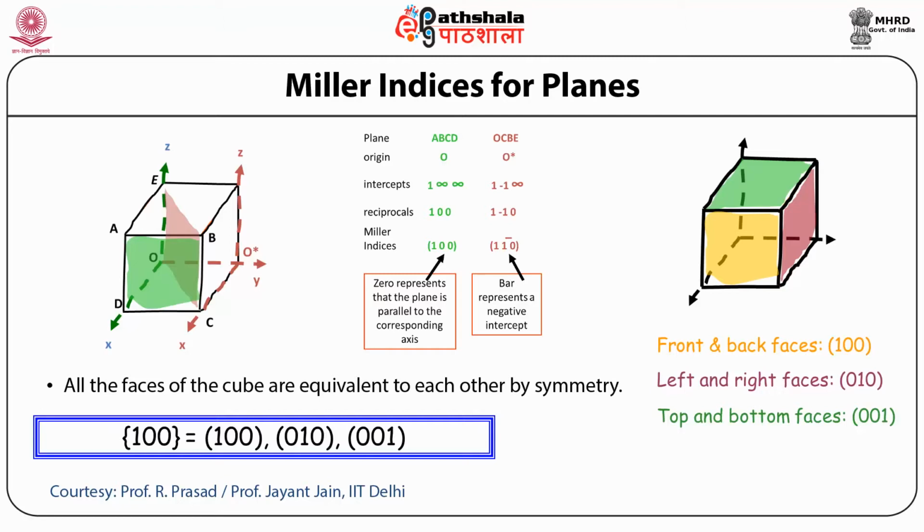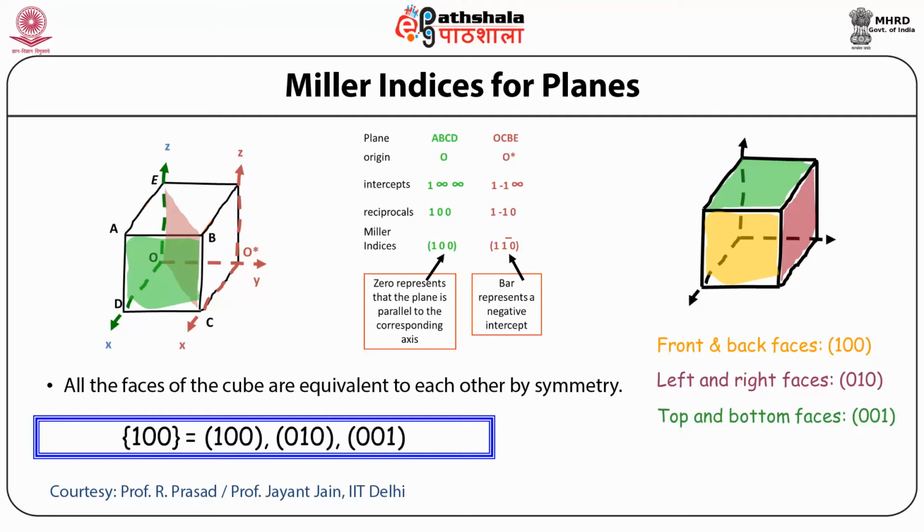So the first step is finding the intercepts, which we have already calculated. Then the next step is the reciprocal of the intercepts, which will become 1, 0, 0. And the Miller indices will be (1 0 0) in curved brackets. This 0 represents that the plane is parallel to the corresponding axis.